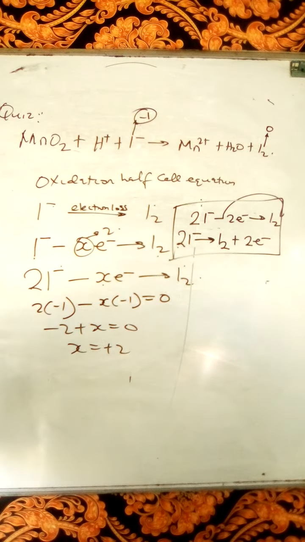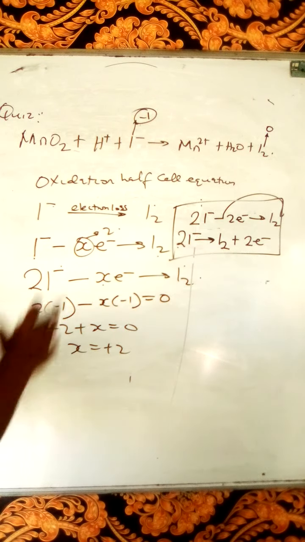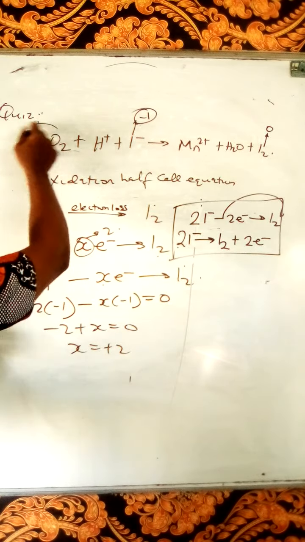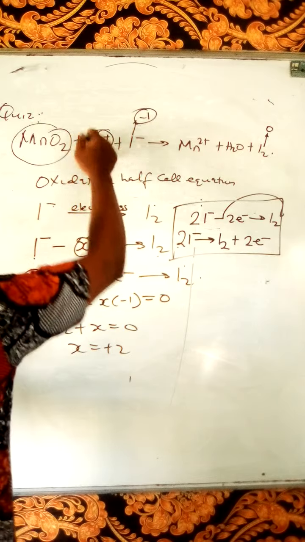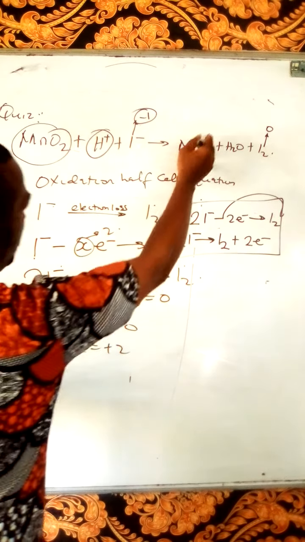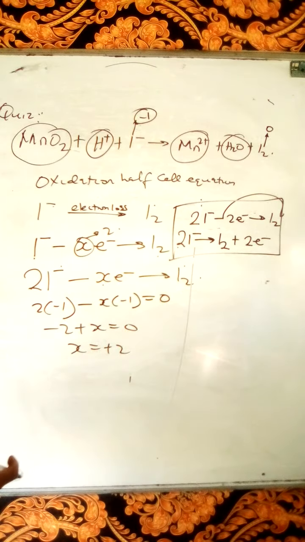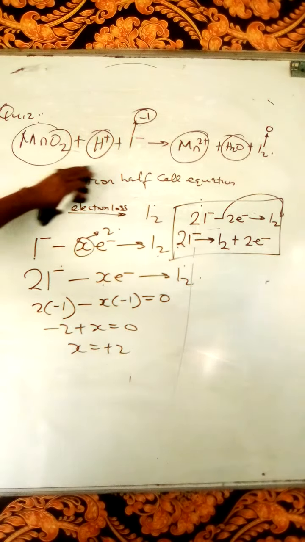We now go to the reduction equation. As I said, once you have the oxidation equation, every other remaining species will now form the reduction equation, which is this as reactants, and this and that as products for the reduction half cell equation.